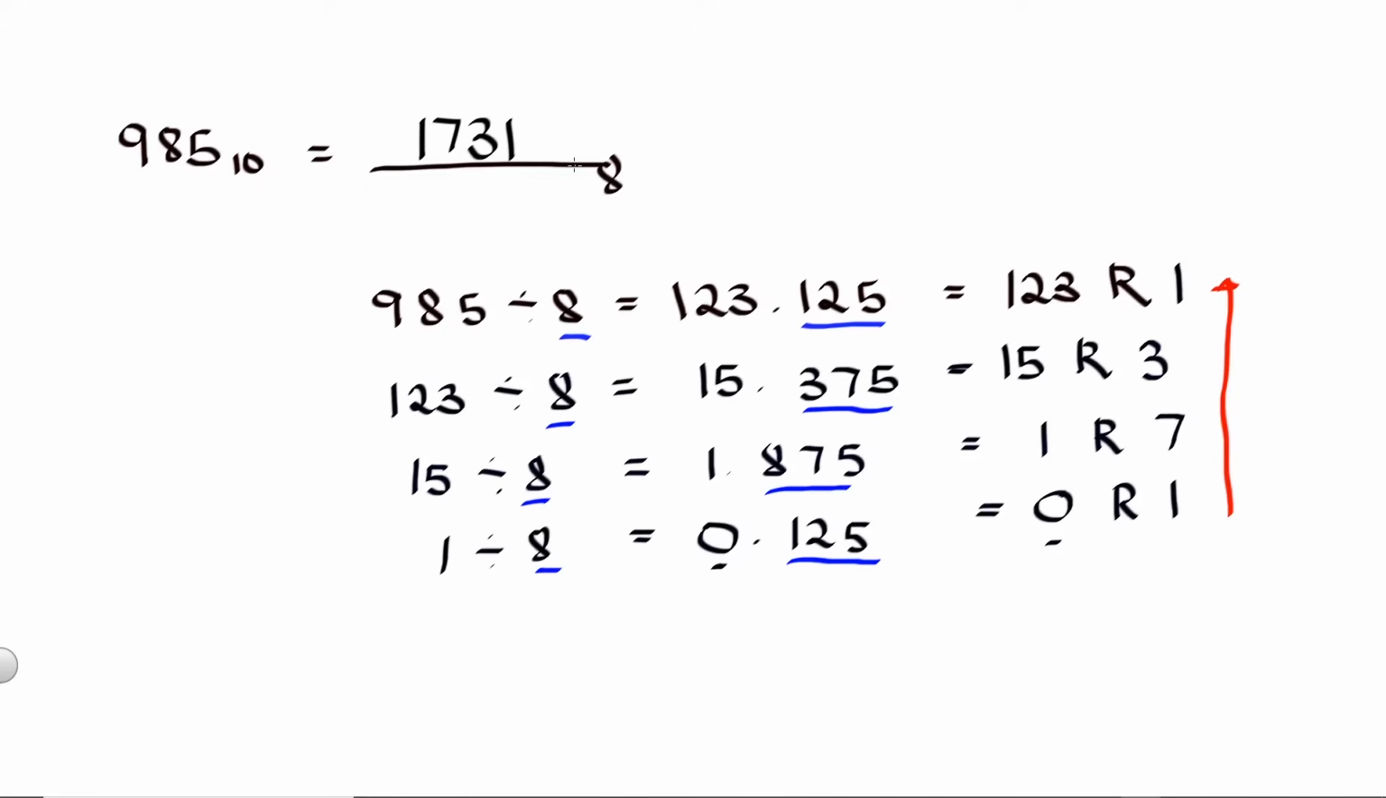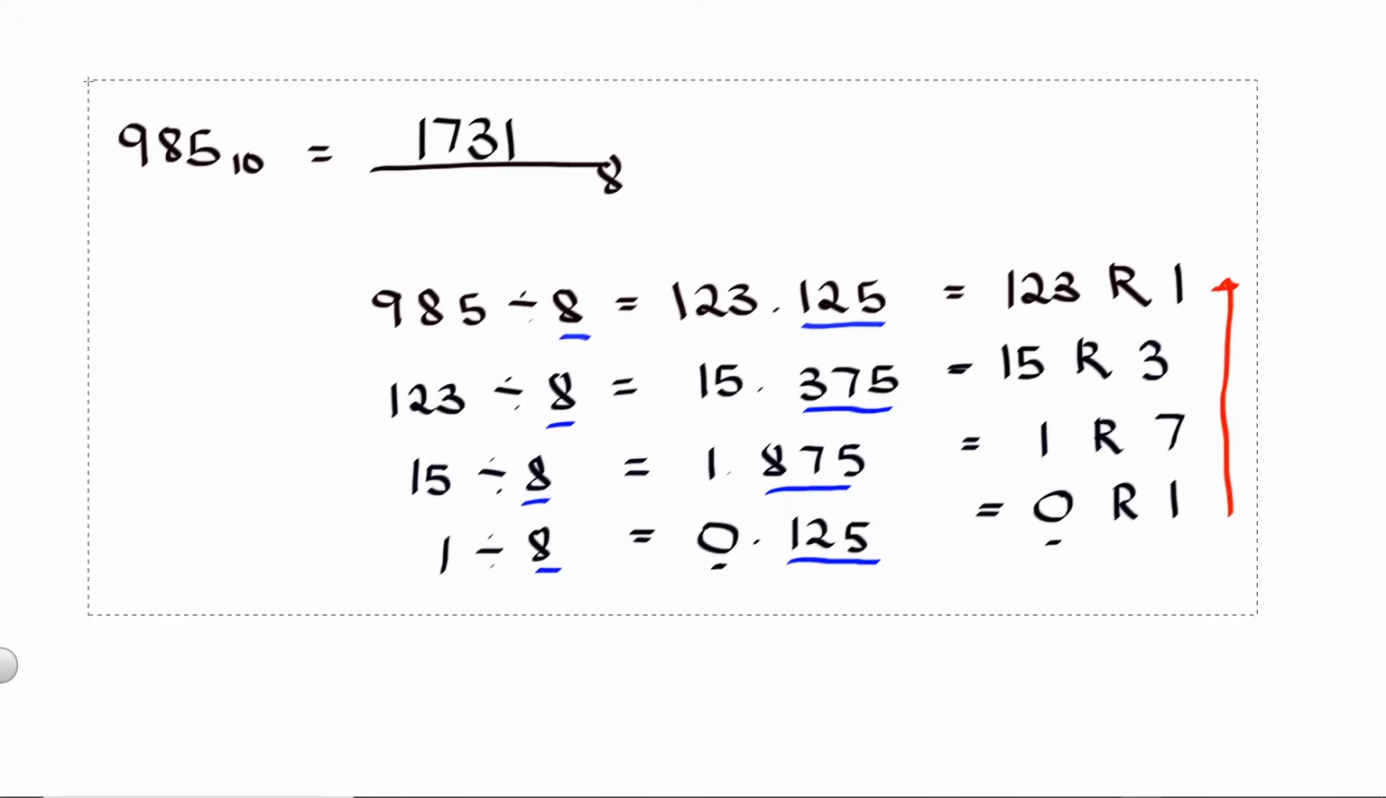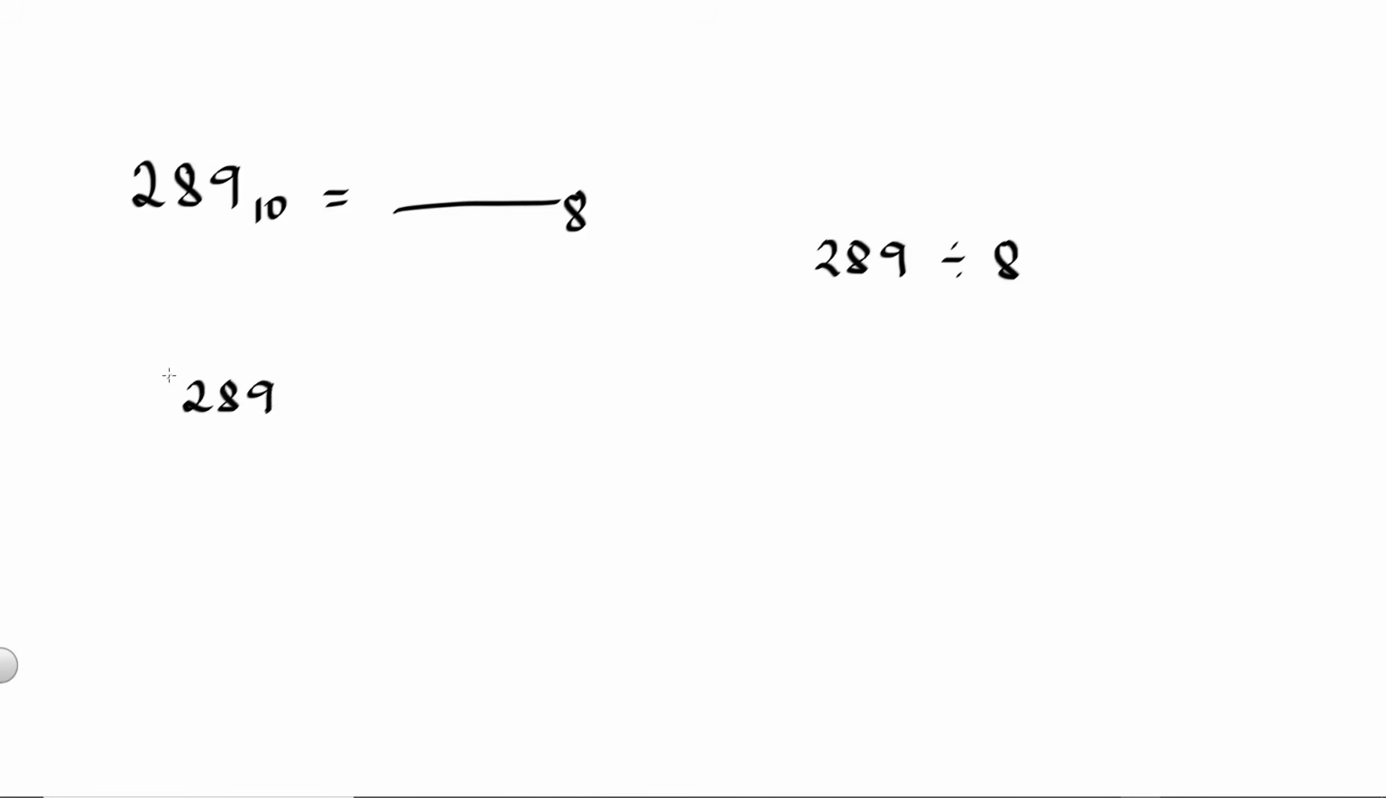We can also convert a decimal number into an octal number by using the long division method. For our next example, we are going to use the long division method. Let's say we have 289 base 10 and convert it to octal. So this is 289 divided by 8. Using the long division method, we have 289 divided by 8.